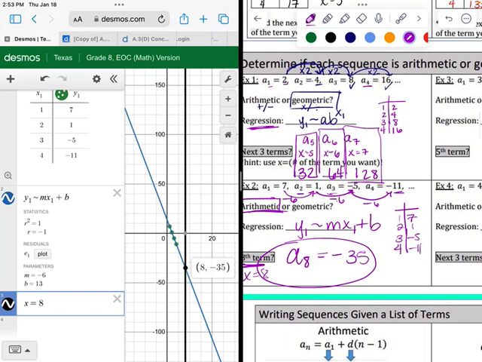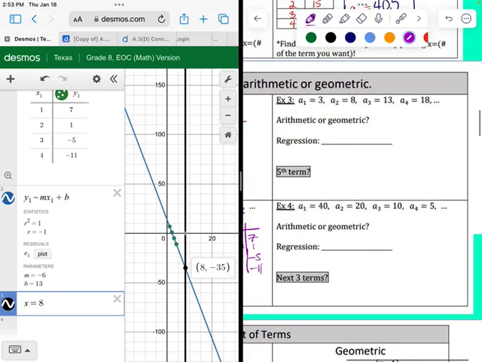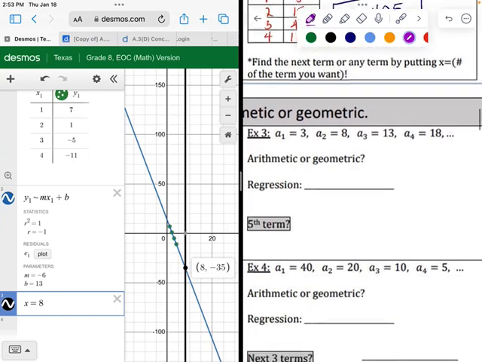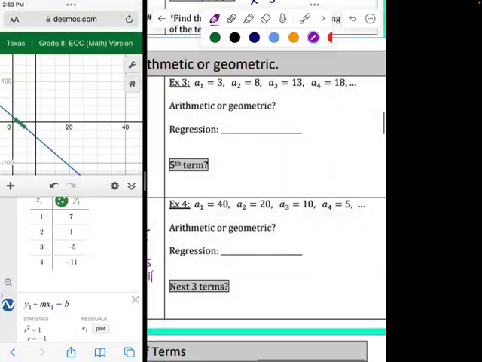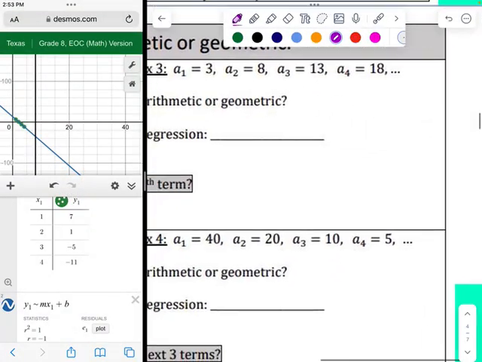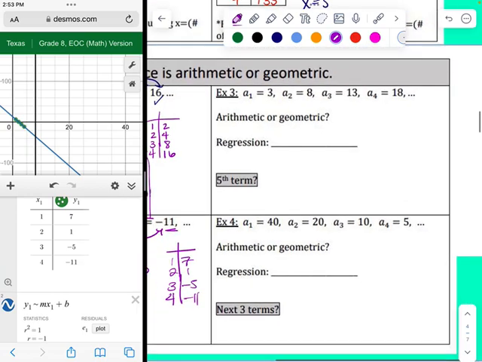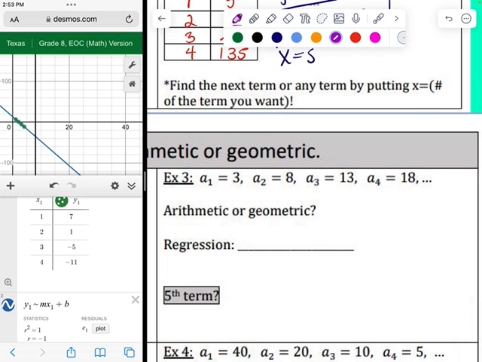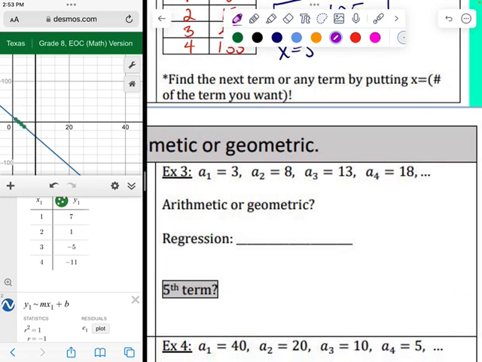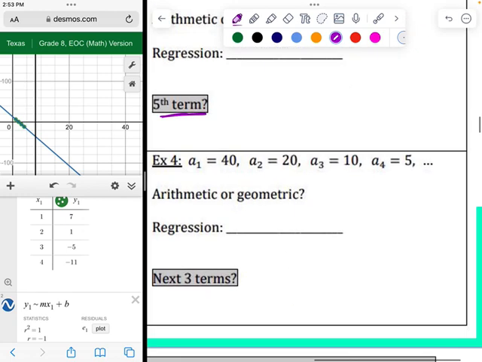-35. Okay, so then you've got these two problems that you can do on your own and bring them back to me for free 100 once you finish the whole paper. You got number 3, figure out is it arithmetic or geometric? What's the regression? What's the 5th term? Same thing right here on number 4.